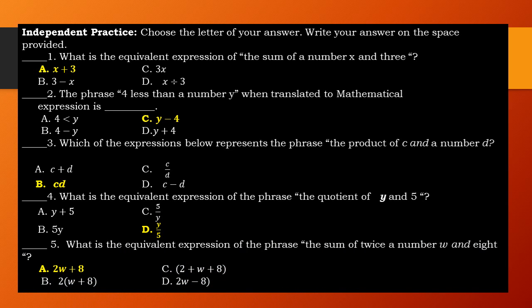Number 5. What is the equivalent expression of the phrase the sum of twice a number w and 8? So the answer is letter A. Twice a number means 2 times w, and plus 8. So 2w plus 8 is letter A.